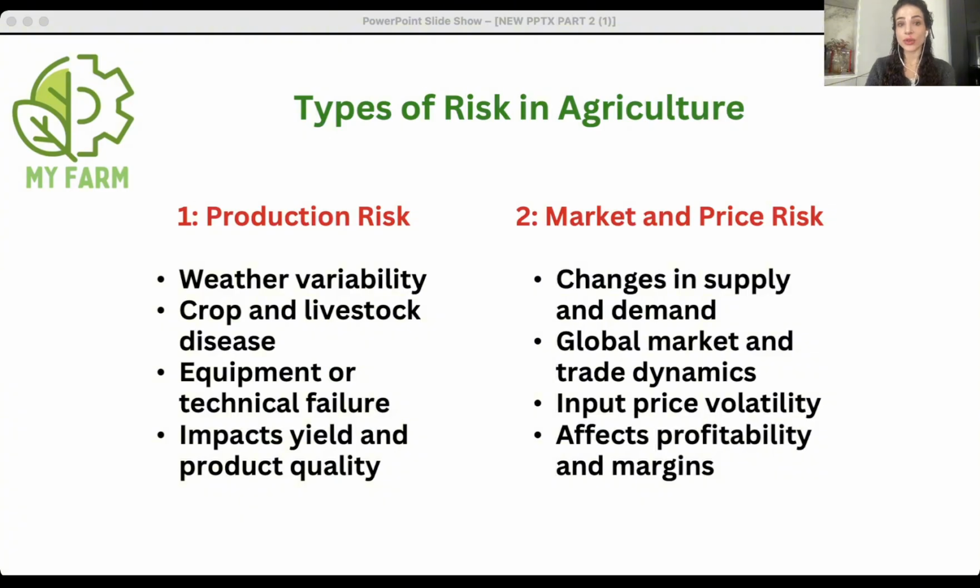The second risk is associated with market and price risk. This is caused by changes in supply and demand, global market dynamics, trade policies, or input price spikes. Unstable prices can indeed severely affect profit margins.